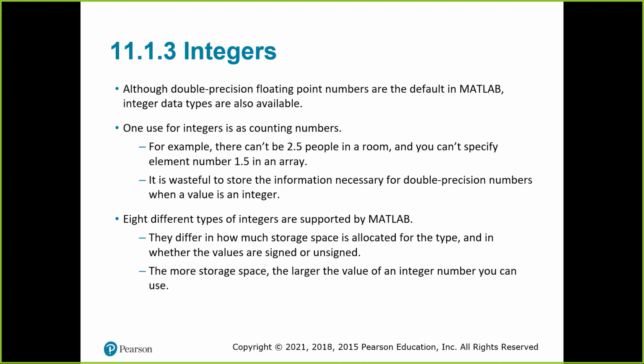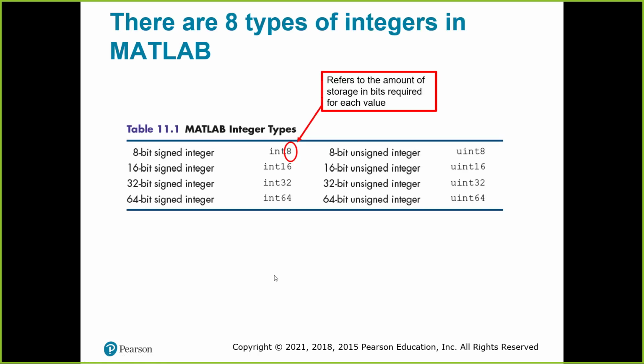Oh, yeah, okay. Anyway, so there are 8 different types of integer numbers which you can get. They differ in how much storage space is allocated and whether it's signed or not. And the more storage space, the larger the number you can store. So here are your types. There's an 8-bit, a 16-bit, 32, and 64-bit. These are all signed, and these are all unsigned. So the digit refers to the amount of storage in bits required for each value.